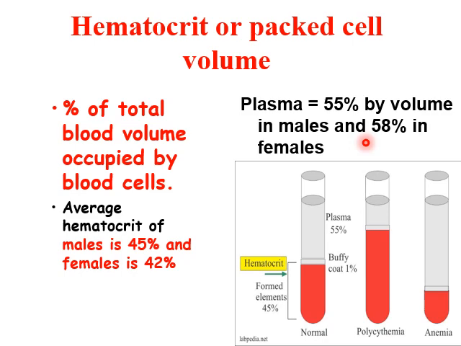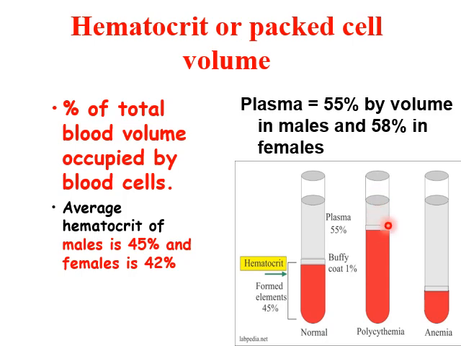Now, what will happen if the number of RBCs is more? Means in polycythemia, the number of RBCs is more. So what will happen to the hematocrit? It will be more. When you take 100 ml of blood, now that there are more RBCs, more of them will come, and it will form more than 45% hematocrit in males and more than 42% in females, and plasma will drop. Okay?